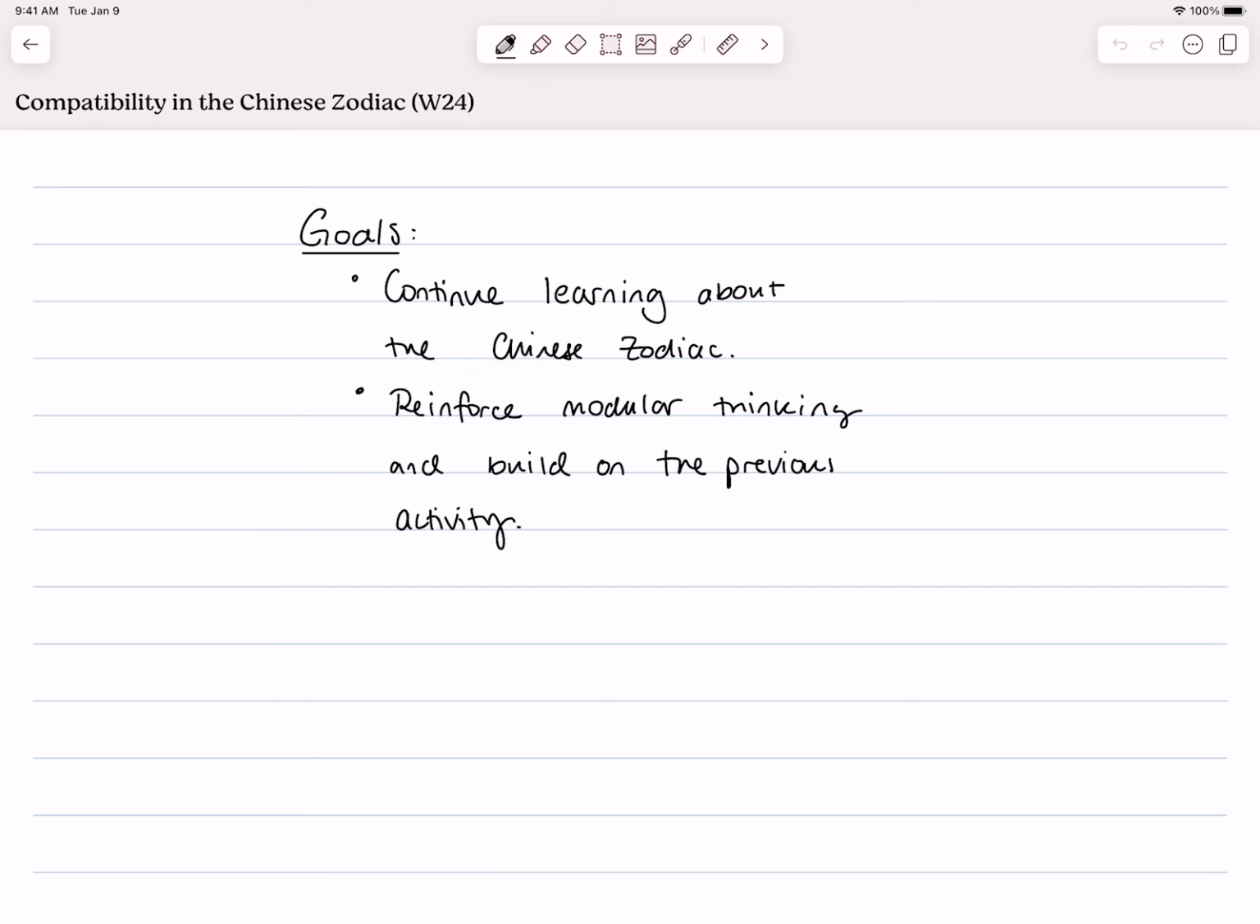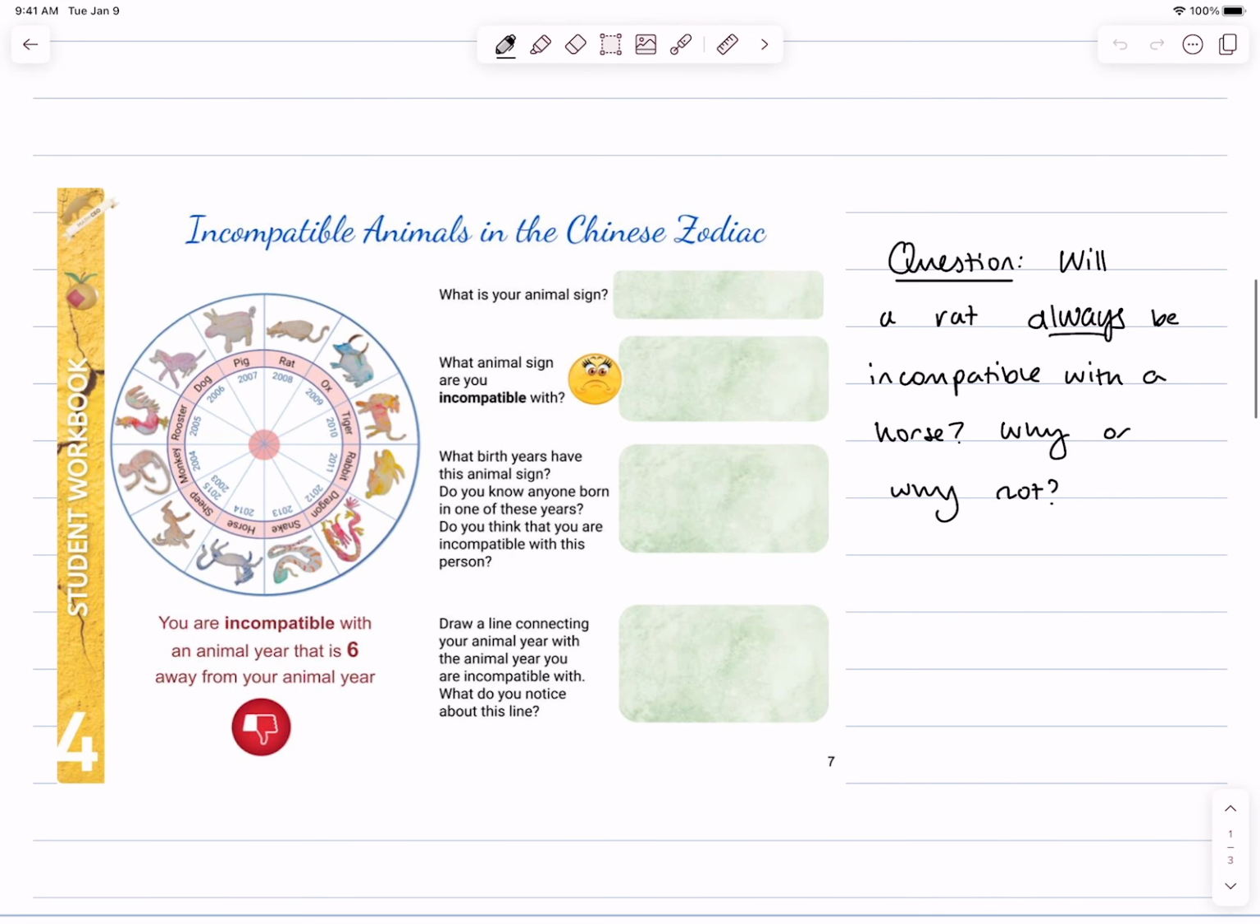Now this time, the way we're going to make it a little more complicated is we're going to talk about compatibility and incompatibility. You'll start off with incompatibility, and the rule is that you are incompatible with an animal that is 6 away from your animal year. You can encourage students to do this with their animals. For example, I was born in the year of the tiger, okay? And what's 6 away from the tiger? Well, 1, 2, 3, 4, 5, 6, monkey. So I'm incompatible with the monkey sign.